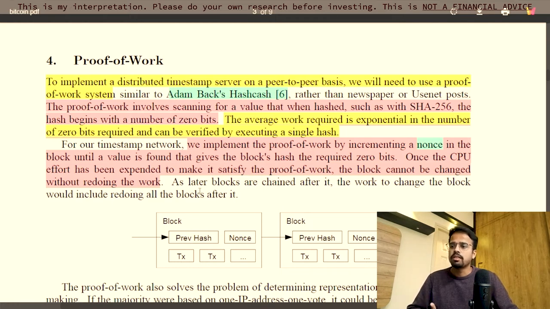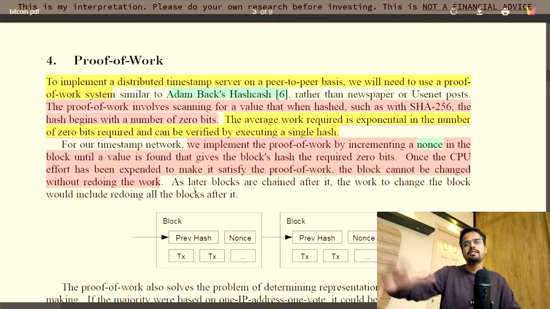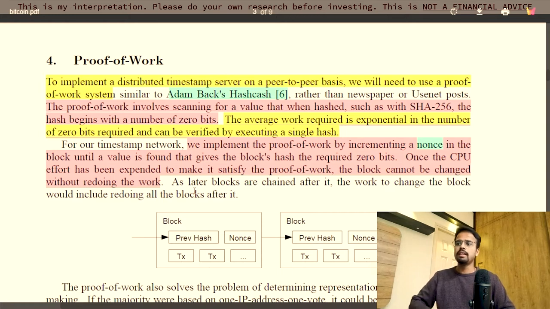As later blocks are added, the difficulty increases exponentially. Once the CPU effort has been expended to make it satisfy the proof of work, the block cannot be changed without redoing the work. Once the CPU effort has been used to find, say, a hash which contains 10 zeros in front of it, then redoing the entire block or changing the block would require you to again use that amount of computational power, which is huge.